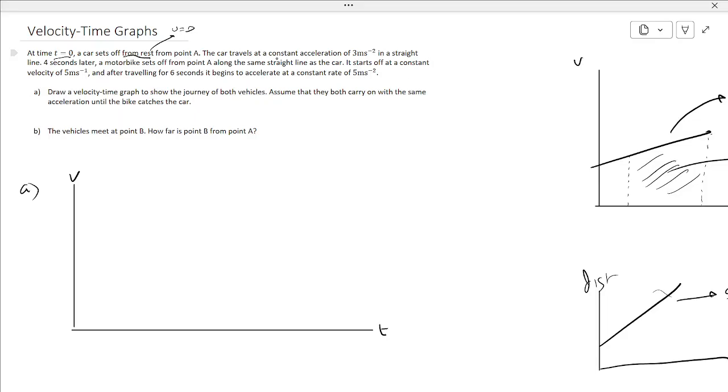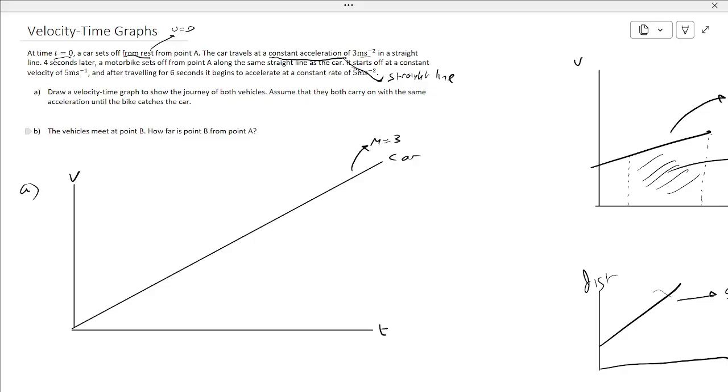It travels with a constant acceleration. So remember, on a velocity time graph, acceleration was gradient. So constant acceleration means constant gradient, which means a straight line. And the gradient of that line will be 3, as gradient is acceleration. So we can draw that in. Let's draw it all the way here. So this will be the car, and the gradient of this line will be 3.